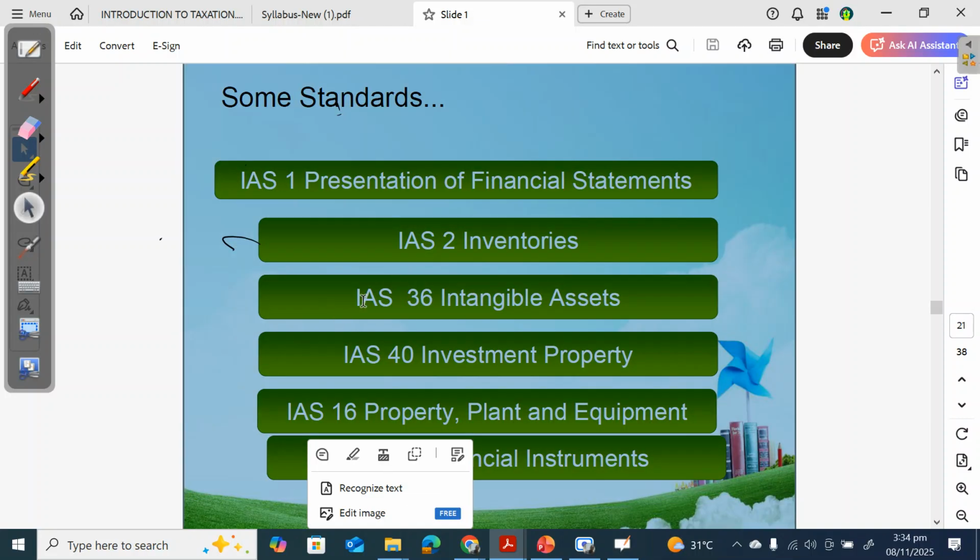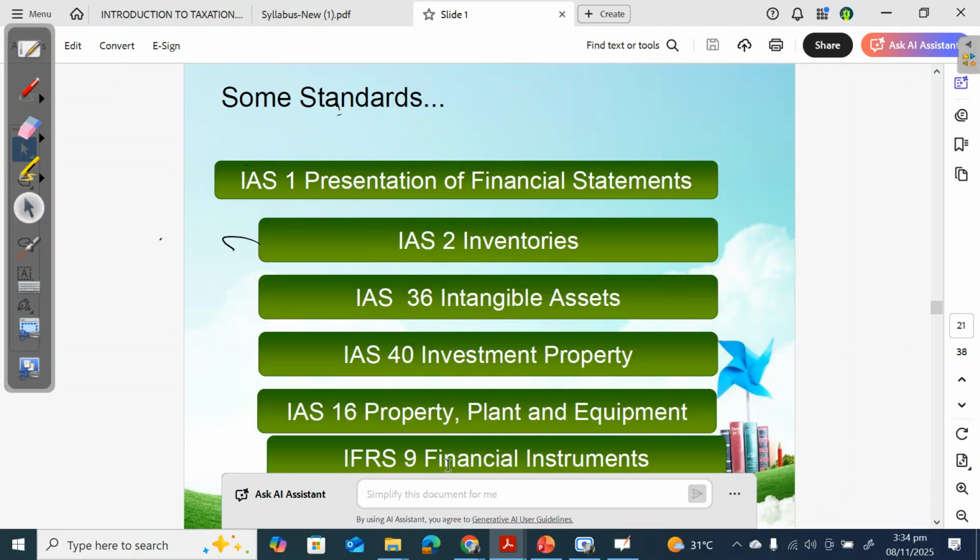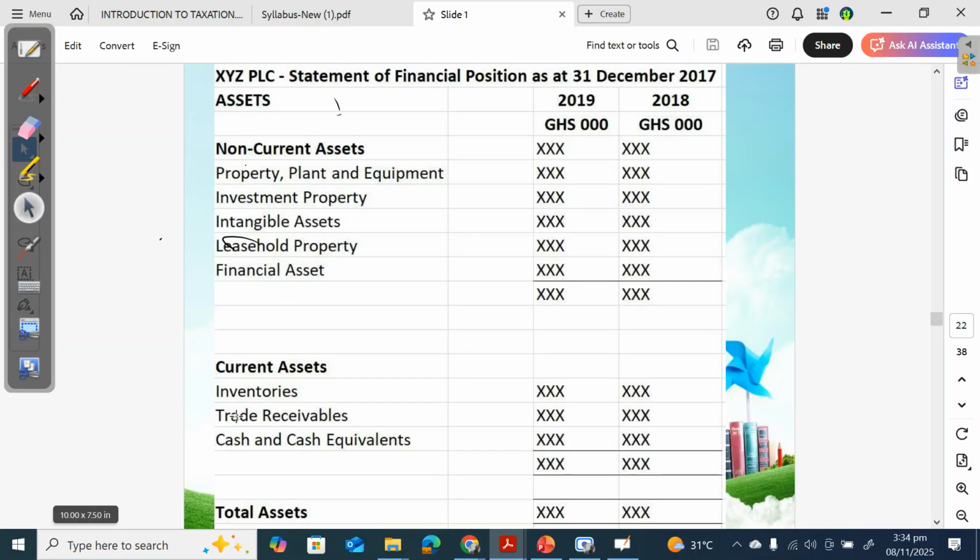We have IAS 36, Intangible Assets. How do we report intangible assets? IAS 40, Investment Property. How do you report investment property in your accounts? IAS 16, Property, Plant, and Equipment. IFRS 9, Financial Instruments. So there are a lot of accounting standards, about 30 or so. There are many.